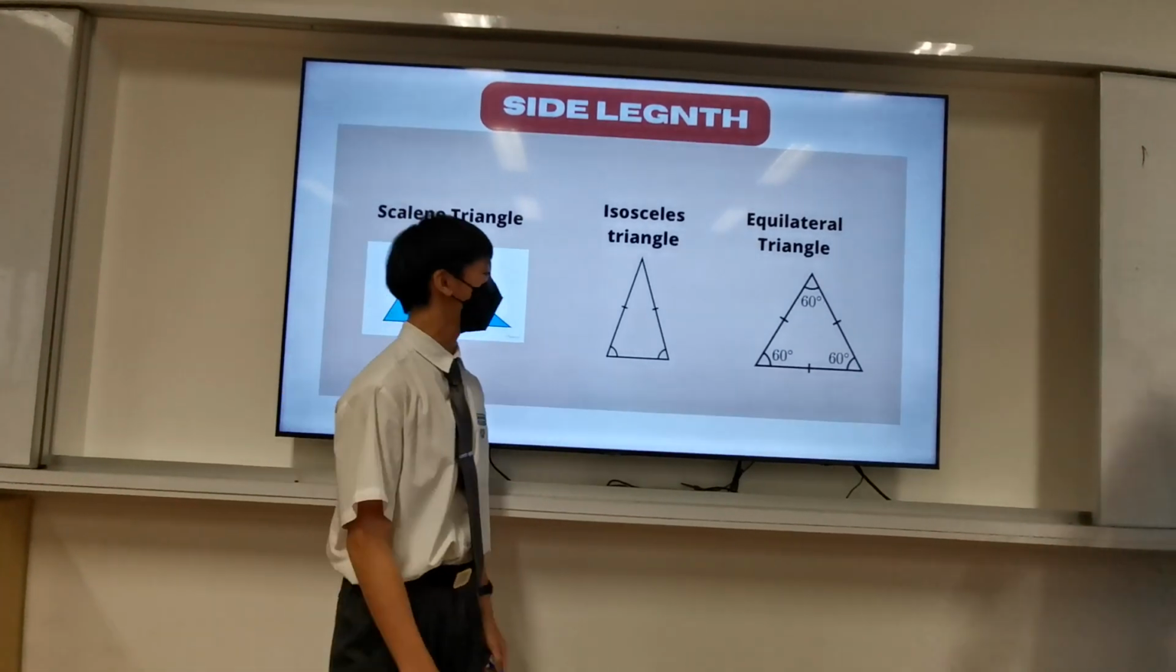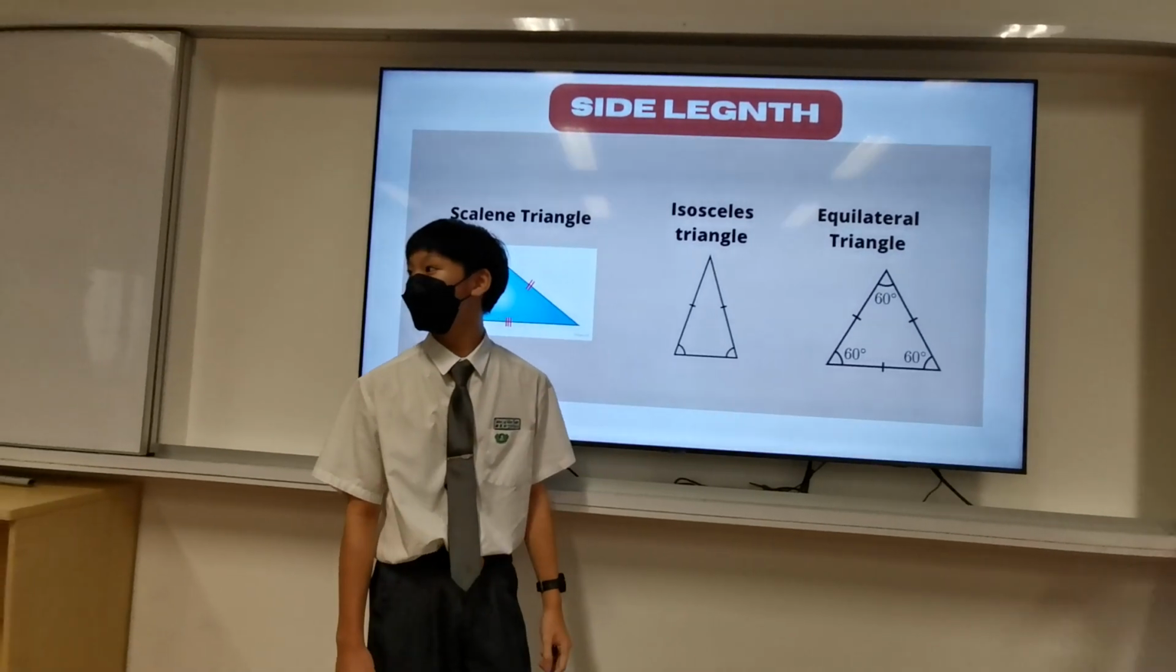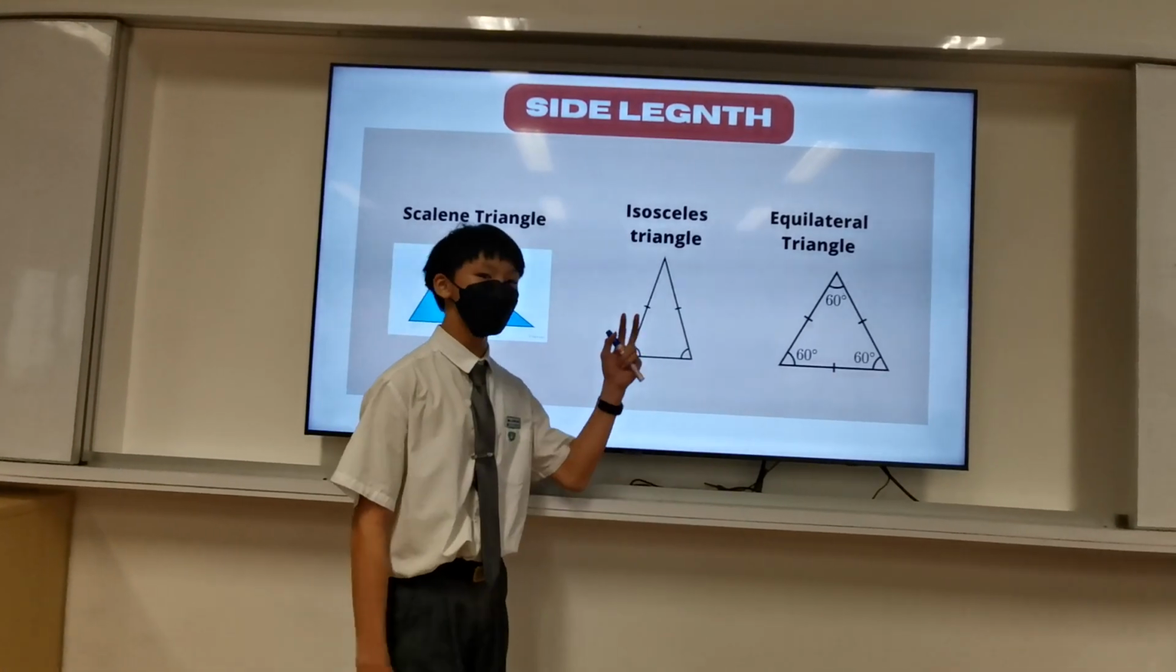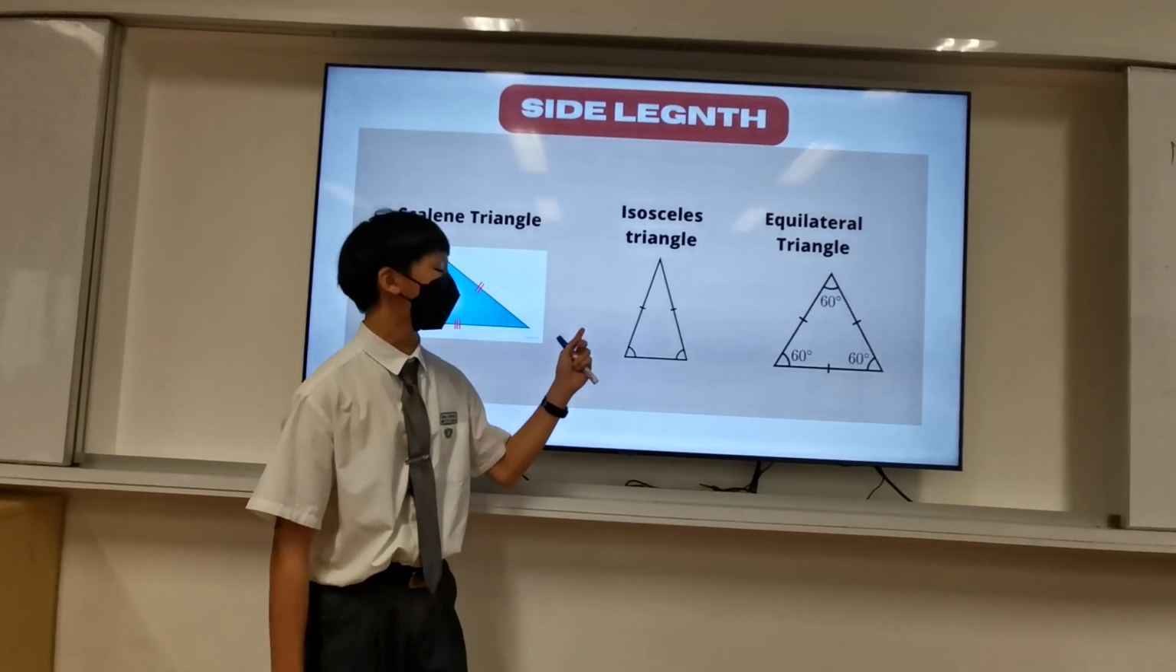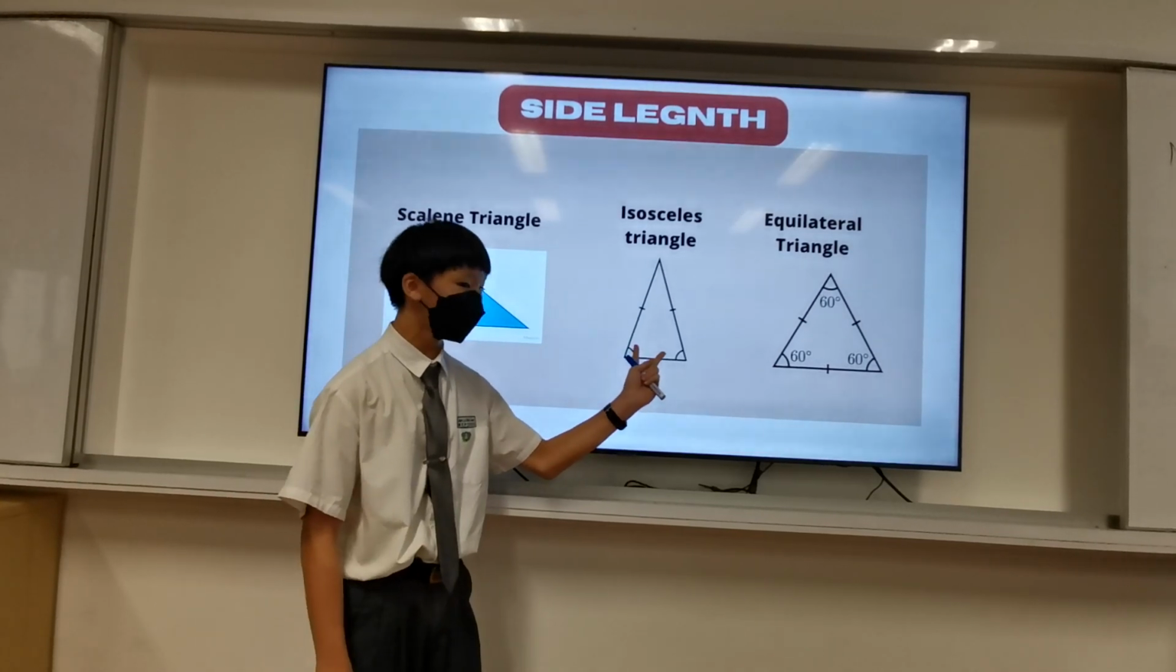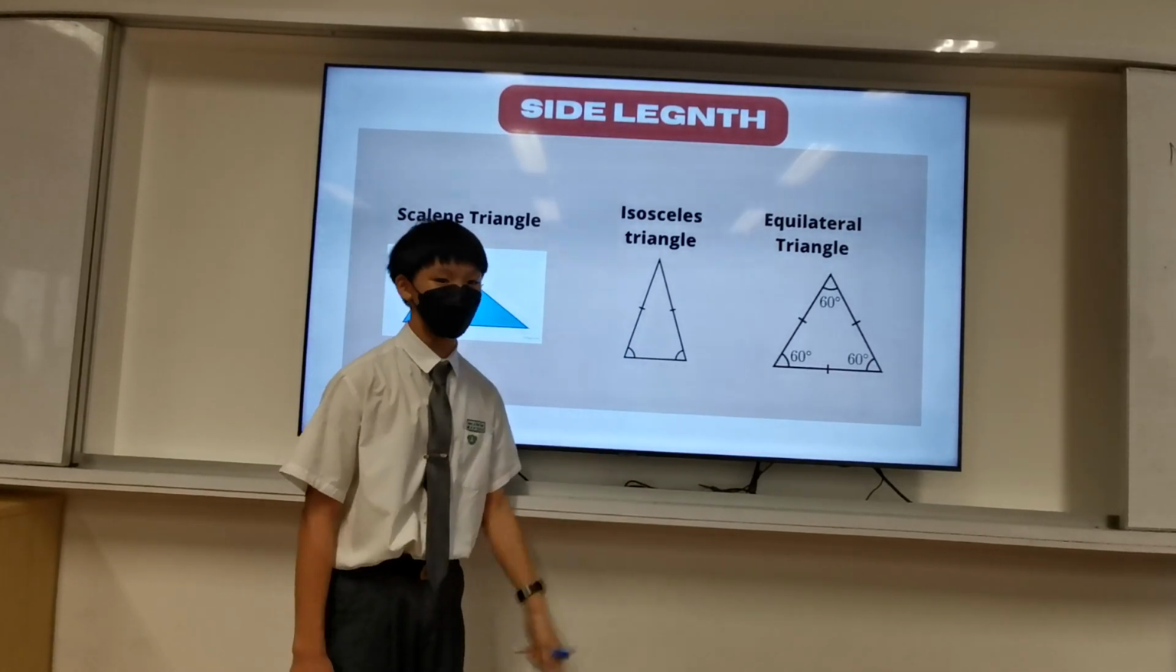Isosceles triangle has two same side lengths, and the base angles, these two, are always the same as each other.